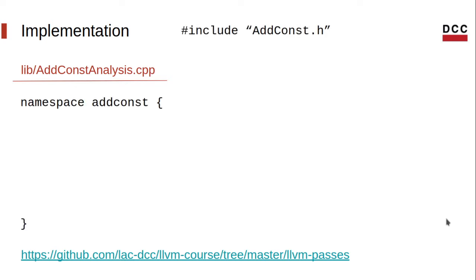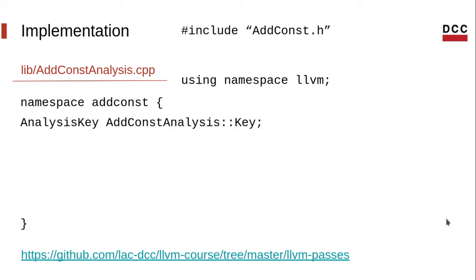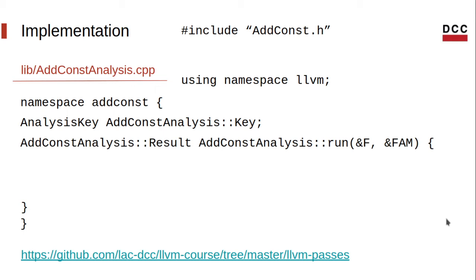First, include our header and wrap the code inside our previously defined namespace. Let's also use the LLVM namespace implicitly just for simplicity. The first thing to do is to initialize the analysis key. Note that the value here actually doesn't matter, since what is used by LLVM is the address of the key. Then, we need to implement our run method. I omitted the types just to save some space here.